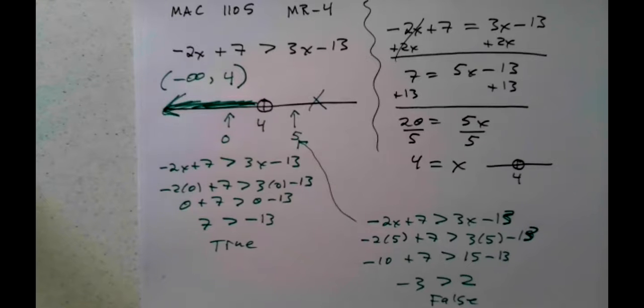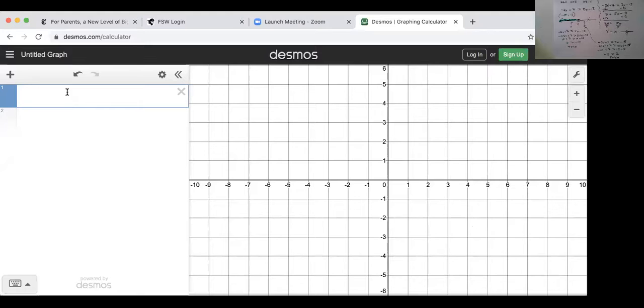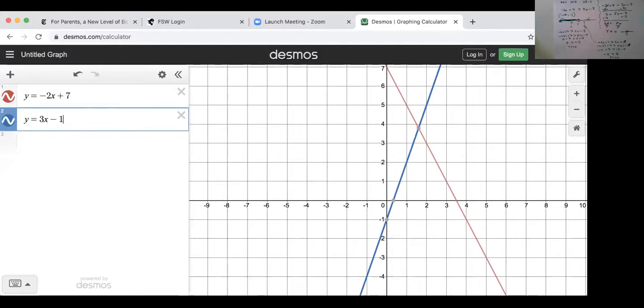But I'd like to take a look at that on Desmos to see if there's a way for us to convince ourselves that that's correct. So let's take a look at Desmos. I am going to graph y equals negative 2x plus 7 and see what it looks like. And that's the red line, okay? We wanted negative 2x plus 7 to be greater than 3x minus 13. 3x minus 13 is the blue line.